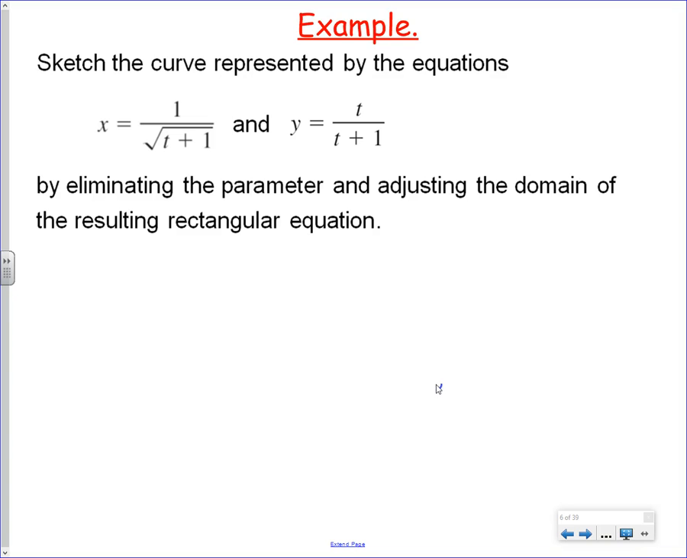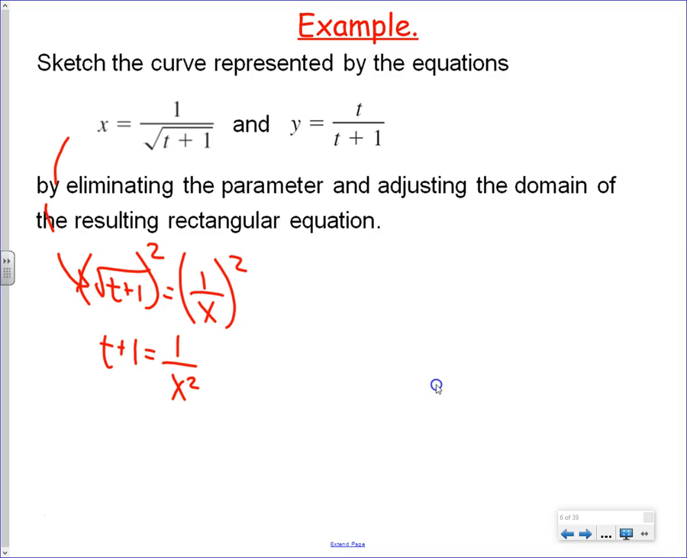But were you guys able to do it okay, in the sense that we can still get x by itself by multiplying and dividing? So square root of t plus 1 equals 1 over x. Square both sides. T plus 1 is equal to 1 over x squared, because 1 over x times 1 over x. I could get t is equal to 1 over x squared minus 1.